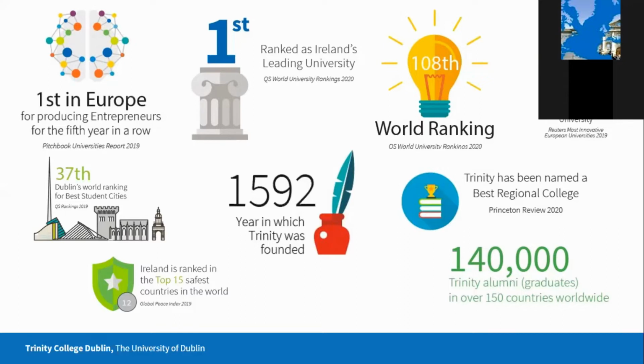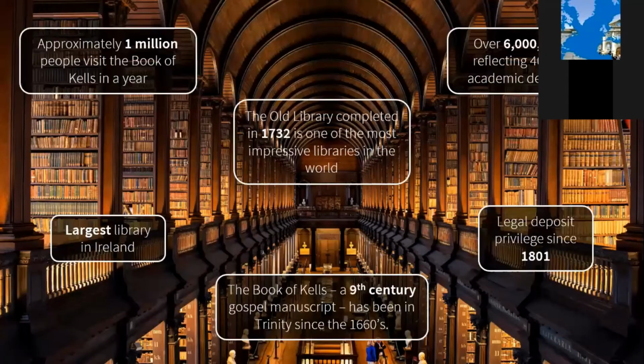In the next slide, I would like to show a picture of a beautiful old library, which was completed in 1732 and attracts over 1 million visitors per year. It's also the home of the Book of Kells. Students have access to this beautiful library anytime, and it is the largest library in Ireland as well. So please have a look at the picture. It's a lovely scene and a lovely feature of the university. Hopefully you will be able to join and visit very soon.